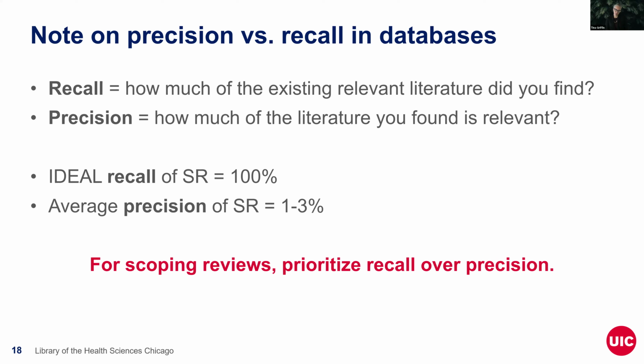That's for systematic reviews. For scoping reviews, we do want to prioritize recall over precision. There are some things that might be missed. Again, it's not a systematic review, it's a scoping review. There's some latitude in how we search, and different databases and things like that. But again, you still want to be aiming toward capturing as much as you possibly can.